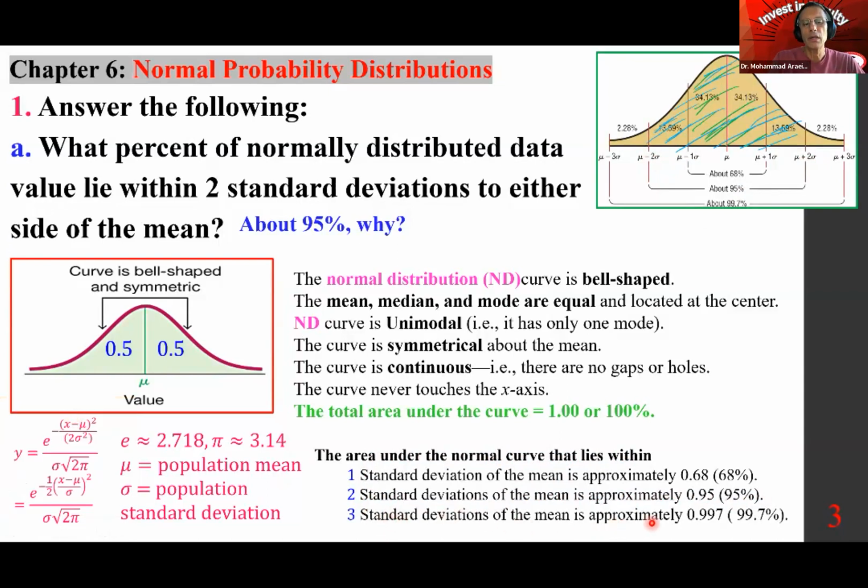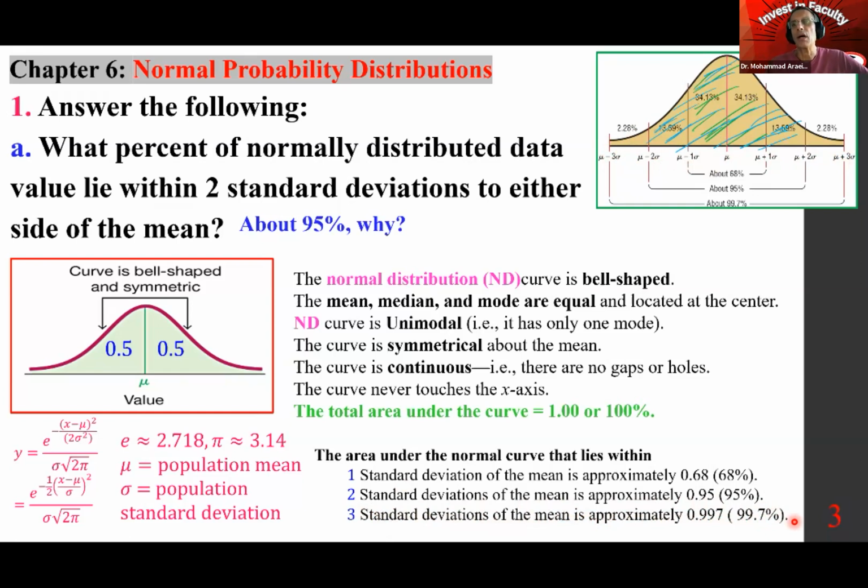Number 3 is if we go with 3 standard deviations over. Here's mu, subtract 3 sigma from it, so mu minus 3 sigma, add 3 sigma, so it covers almost everything. It covers 99.7%. So 3 standard deviations of the mean is approximately 0.997 or 99.7%.